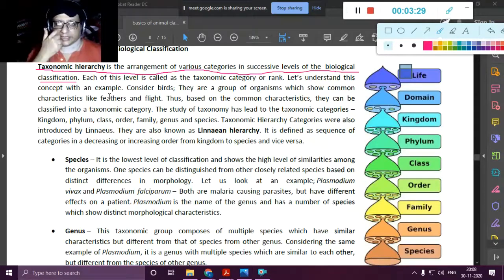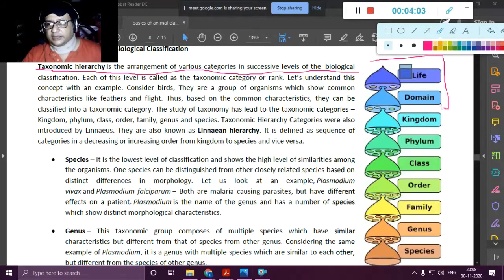So when you classify an organism, you give them certain levels. On the top it's a living organism, so life. Below life you give them domain. Below the domain you give them kingdom. Below kingdom you give them phylum. Below phylum you give them class. Below class you give them order. Below order you give them family. Below family you give them genus name. Then you give them species name.